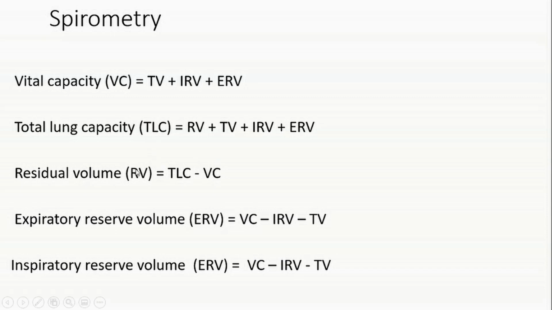You already know total lung capacity. Residual volume can be calculated from total lung capacity minus vital capacity. Practically, if we replace this vital capacity with these volumes, you can come up with another formula. So these are the formulas used to calculate the air we breathe in after we measure the air we breathed out.